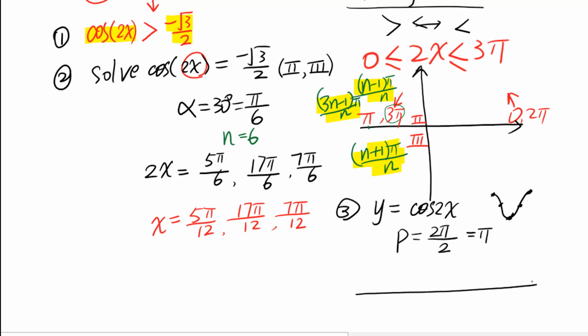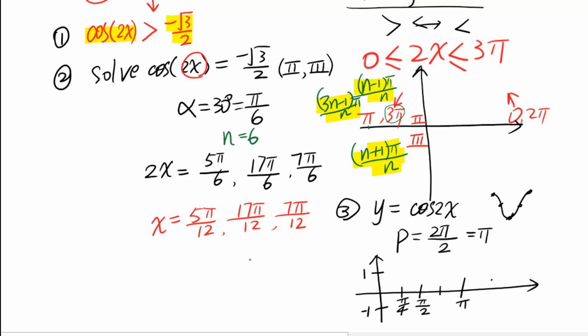Now let's sketch the graph. Period is pi, so we write down this is pi. Half, half, half. And amplitude is 1, here's negative 1. Let's check the unit of this graph. You have pi over 2, half of pi over 2 is pi over 4.